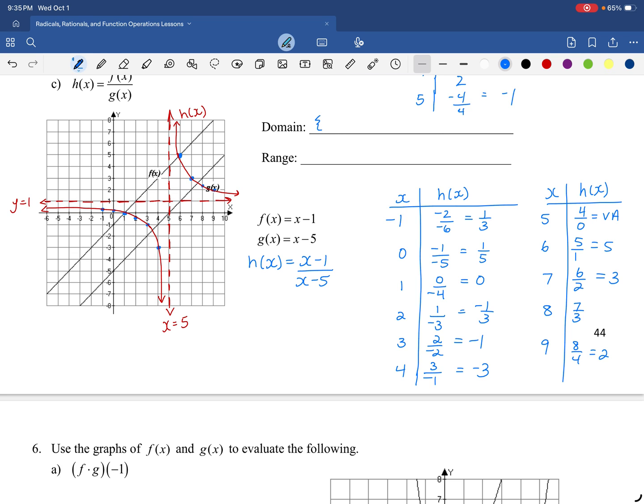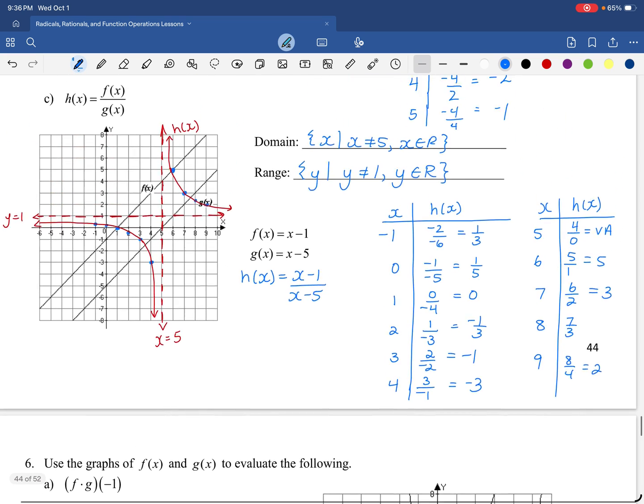So we did say that we had that one problem when x was 5. So x such that x cannot be 5. Otherwise, x can be all real numbers. And then we had that issue of the horizontal asymptote. So y such that y cannot be 1. Otherwise, y is an element of the reals. And there we go. Perfect. Okay, so that's it for that section.